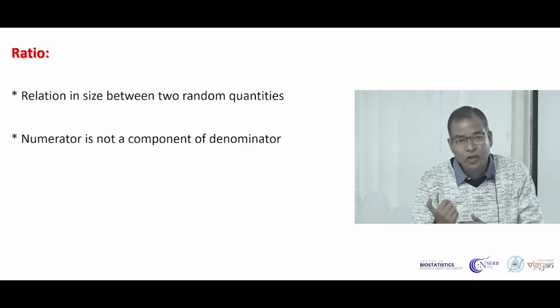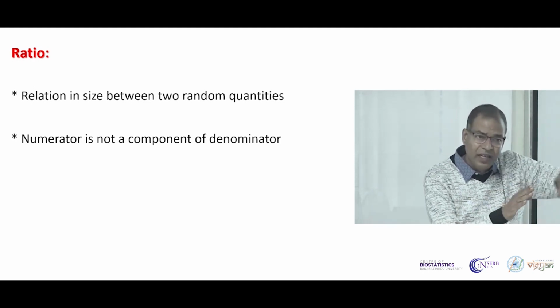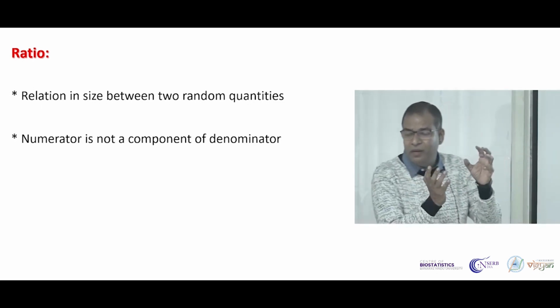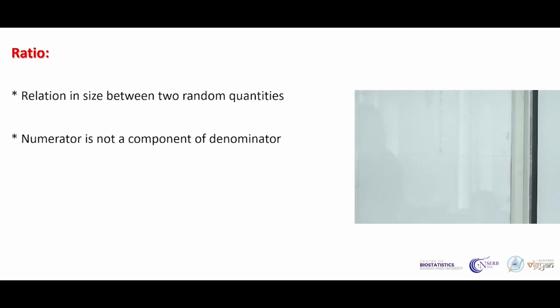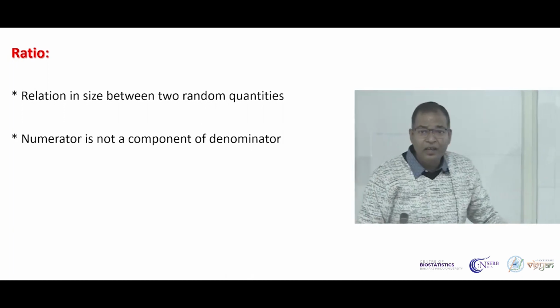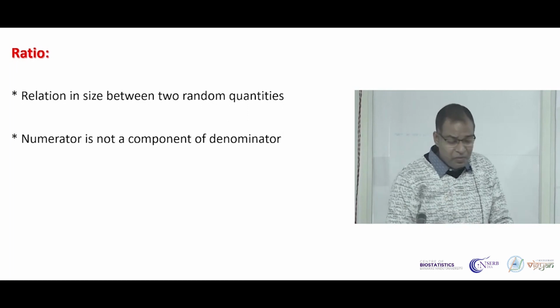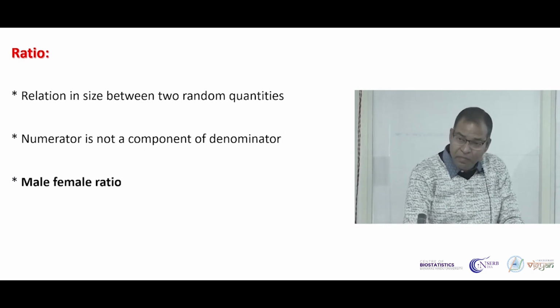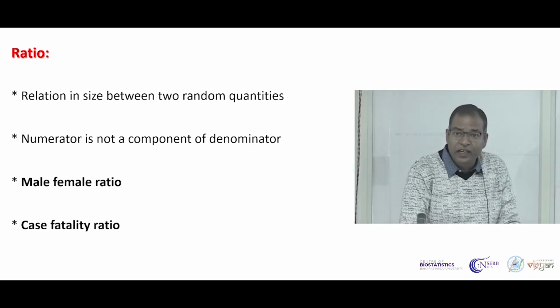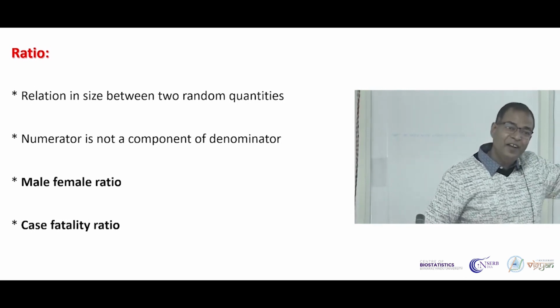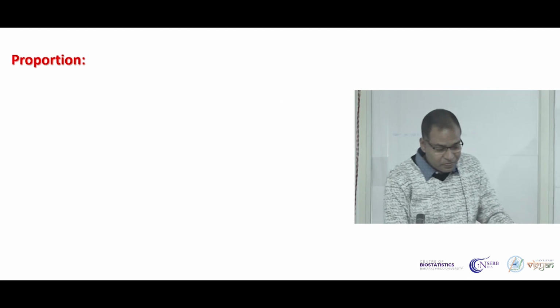When we talk about the doctor population ratio, all doctors are taken and all populations are taken without the doctors. So it is the division of one number by another number. Naturally, the numerator is not a part of the denominator. Please remember, this is one of the important points in the ratio. Male-female ratio, case fatality ratio as well. This is somehow controversial. I'm not going into details, so that can be discussed later on.